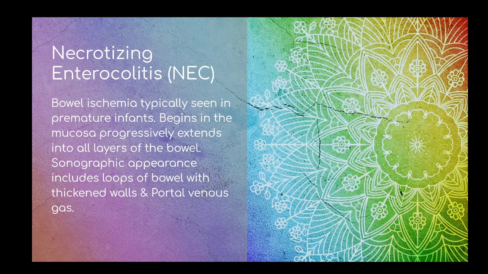And when that happens, then we are worried about perforations of the bowel, where the bowel wall gets weak and ruptures. And if that happens, we're going to start to see more air in the abdomen. We're going to see loops of bowel that are very thick and kind of gross looking, and then we might even see some air within the portal venous system.